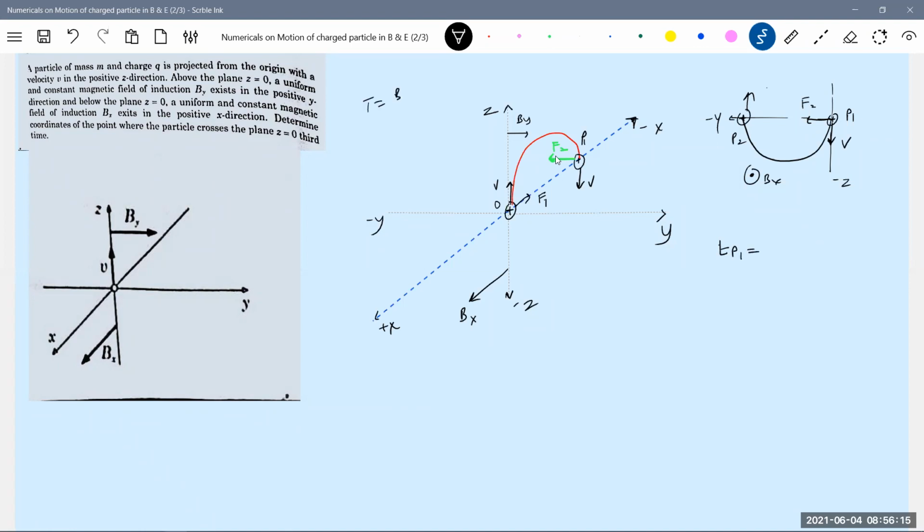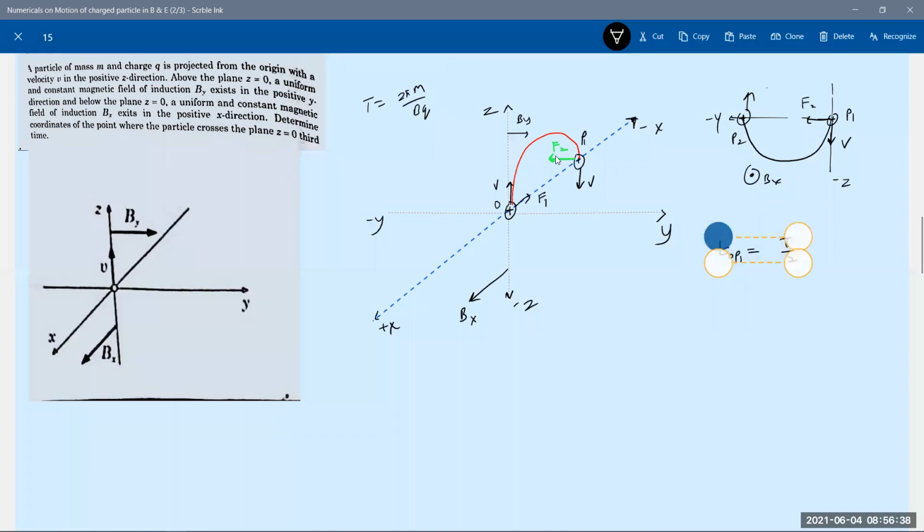Time period is given by 2 pi m by Bq. So what is the time taken? This will be a fraction of this. Time taken to reach from O to P1. Okay, we'll write all the things, at least it'll be there. So what are the coordinates of point P1?